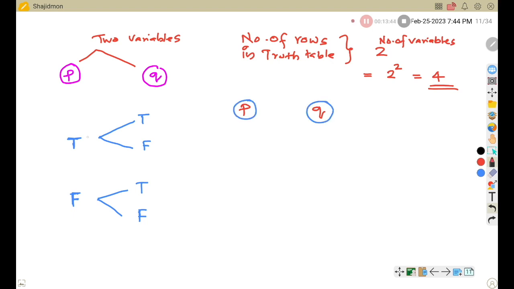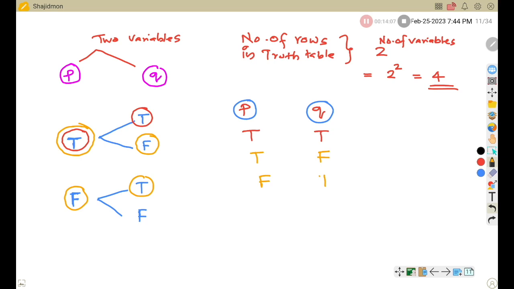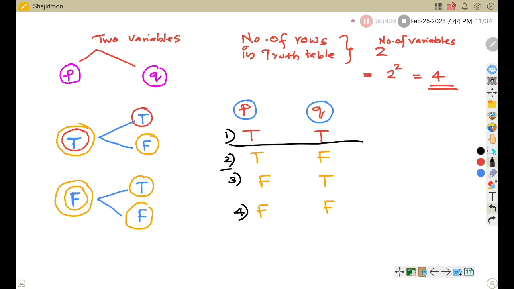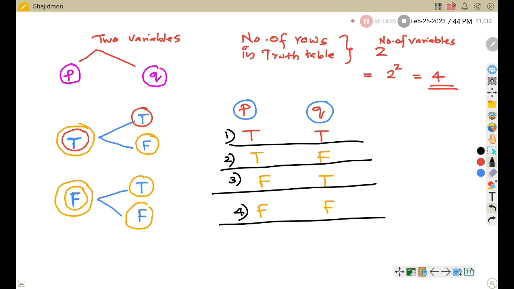For example, the first one: P is true, second also true. So we can write T and T, correct? Now how to write the second one? For example, the first proposition is true, the second one is false. So we can write T, F. Same way, first one false, second one true. So we can write F and T. Now same way, false and false. So we can write F and F. So how many rows are there? This is the first row, second row, third row and fourth row, correct? This is first, second, third and fourth row that will be there in the truth table.